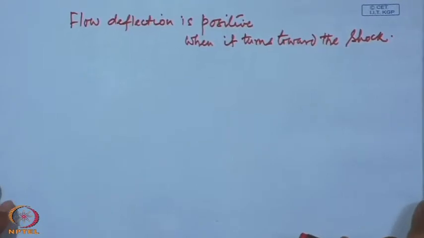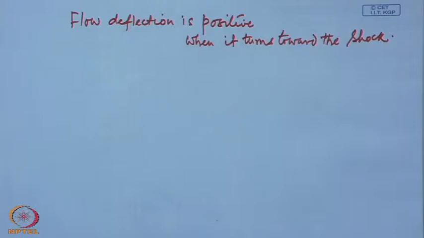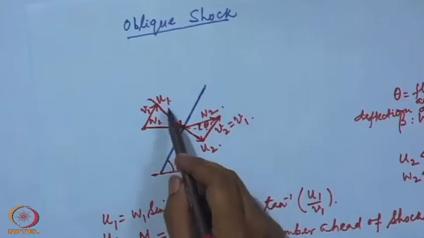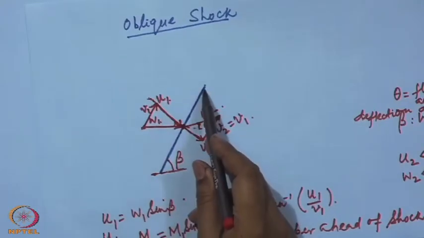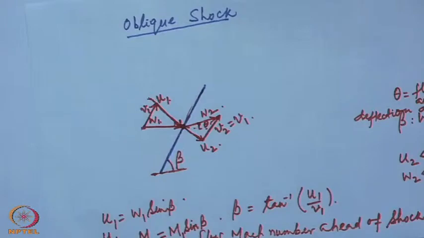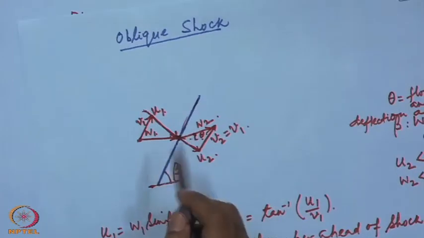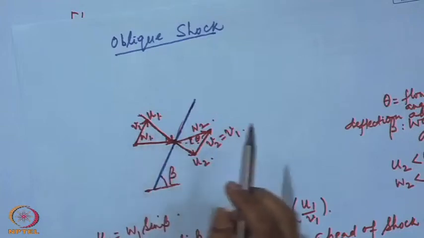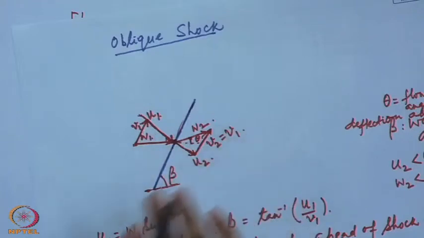Now, if we compare this situation with a normal shock situation, what we see here is that with respect to this component of velocity u1, the flow velocity, the shock is basically a normal shock. So, we can treat this situation as if a uniform component has been superimposed with the flow.